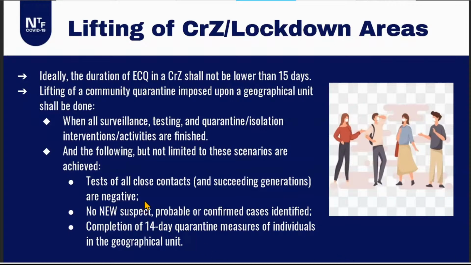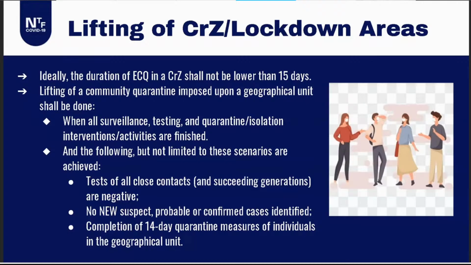And those 5, let's say their close contacts generated 40 close contacts. Among those 40, 3 were confirmed. So it means that community transmission is still ongoing. And if community transmission is still ongoing, we cannot lift it yet. And of course, no new suspect, probable, or confirmed case are identified, and of course, the completion of the mandatory 14-day quarantine measures of individuals in a geographical unit.